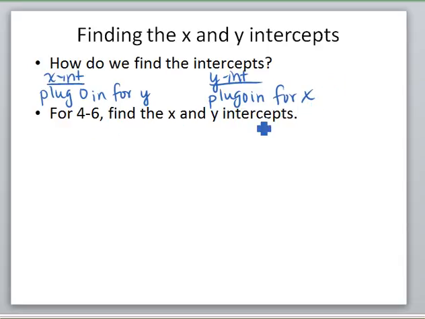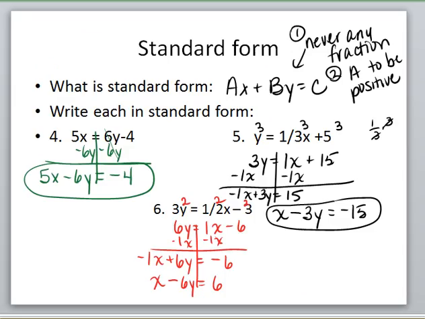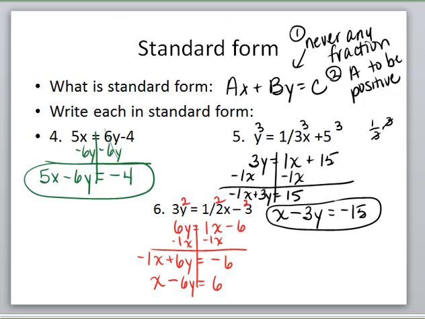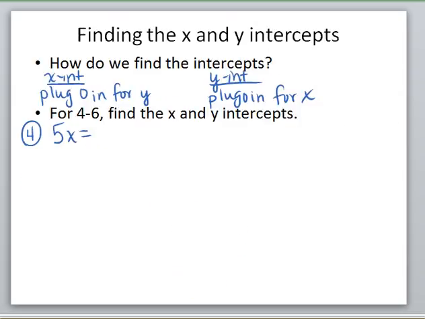So for 4, 5, and 6, we're going to find the x and y intercept. I'm going to go back here and copy down what 4 was. That was 5x equals 6y minus 4. And I'm going to keep it the way it was rather than putting it in standard form. So it was 5x equals 6y minus 4. I'll make it a little bit more challenging.